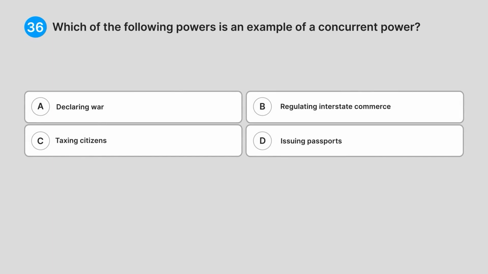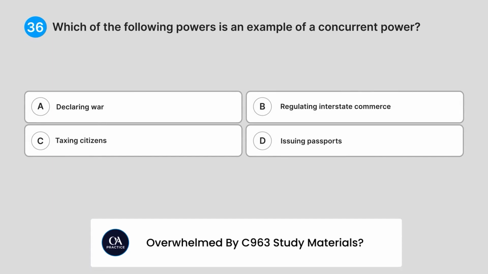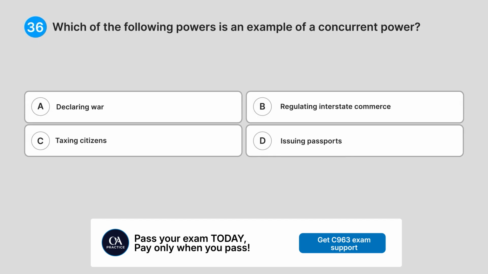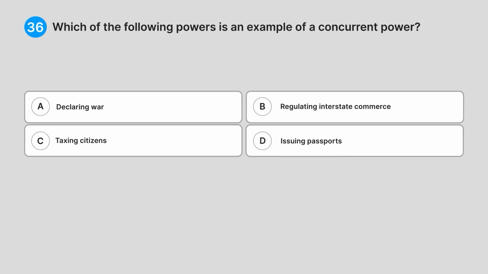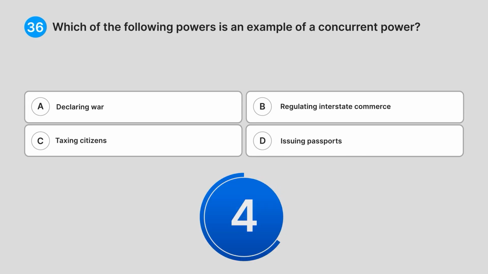36. Which of the following powers is an example of a concurrent power? A. Declaring war. B. Regulating interstate commerce. C. Taxing citizens. D. Issuing passports. Can you guess the answer?